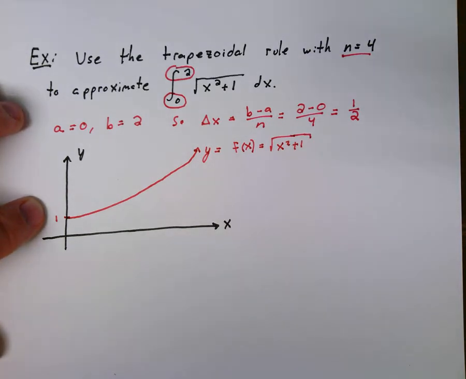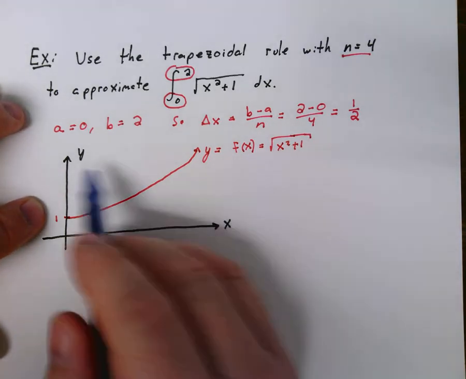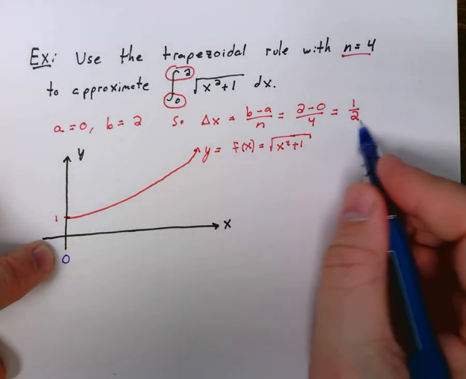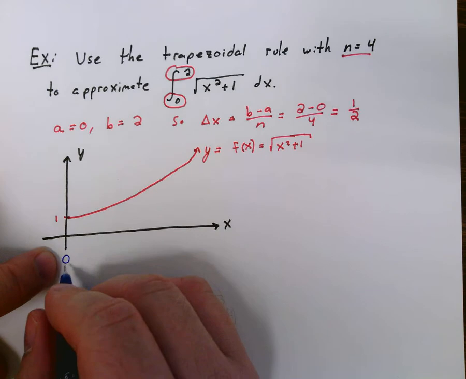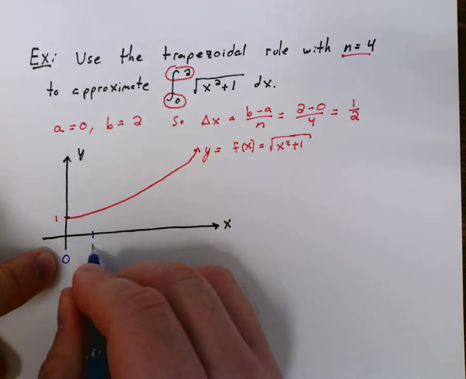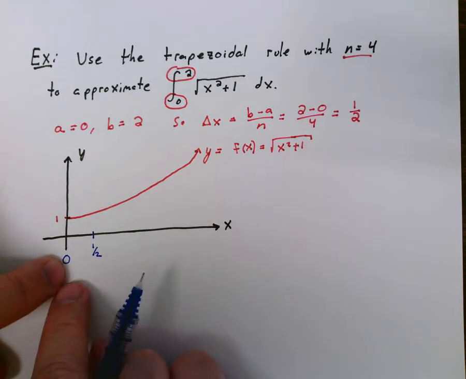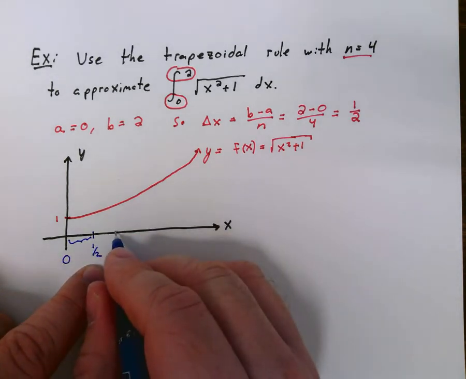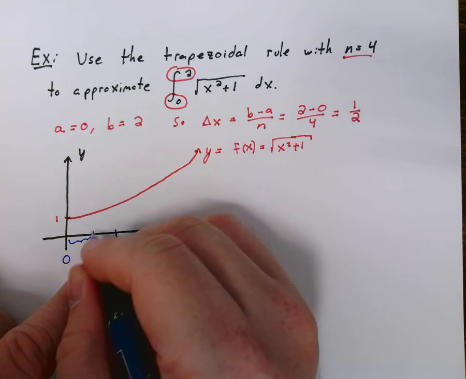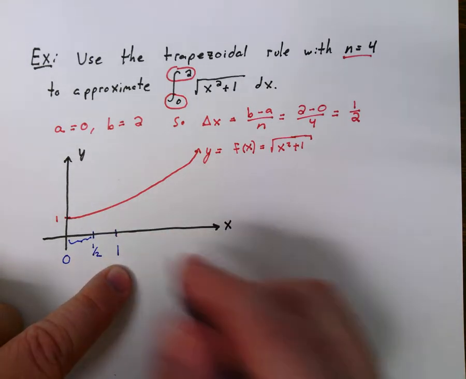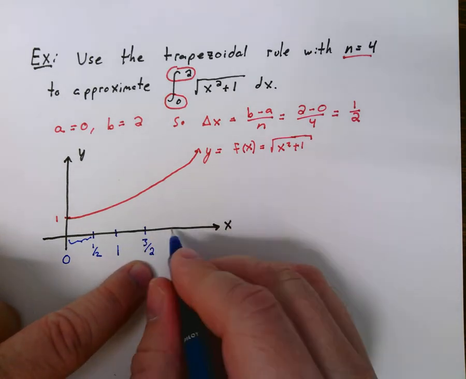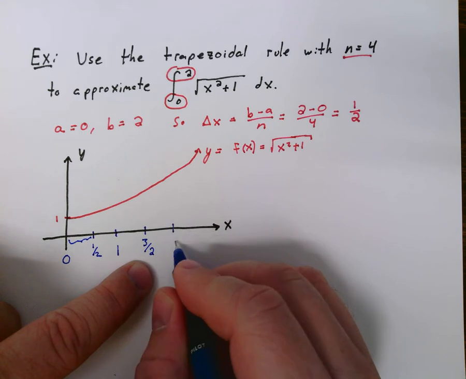Okay. Now let's partition it. So we're going to have 0 here. Now remember, our delta x is 1/2. So the first thing I'm going to do is go over 1/2 unit. And then, because that's my delta x, I'm going to move over delta x one more time. That's going to be 1. Then I'm going to move over another half, and I'm going to do this as 3/2. I'm going to move over another half, and I'm going to get 2.